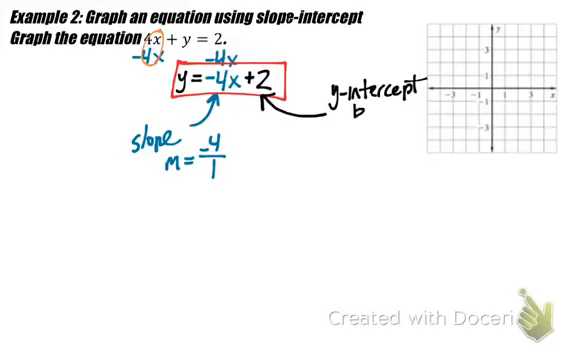We start graphing by putting a point at the positive 2 on the y-axis, and then we go down 4 because we have a negative 4, and we run 1 in the positive direction. Put a point. Once we put our point, we connect our dots, draw our arrows, and there's our graph of our line.